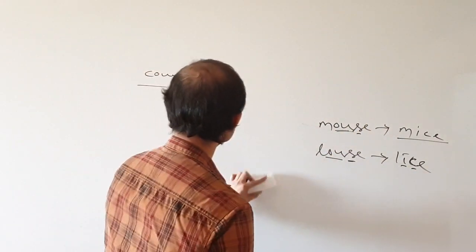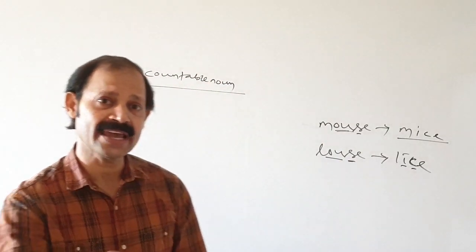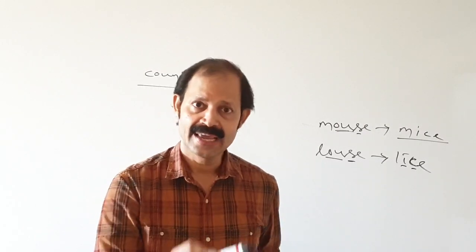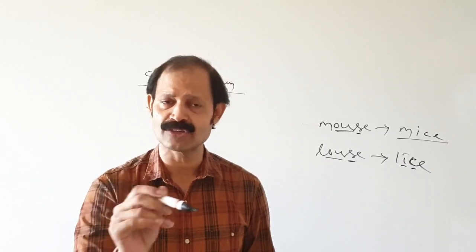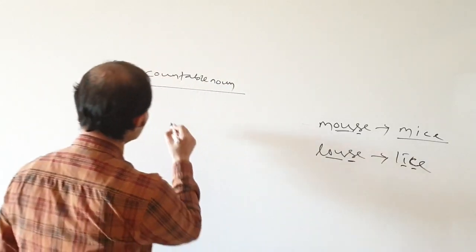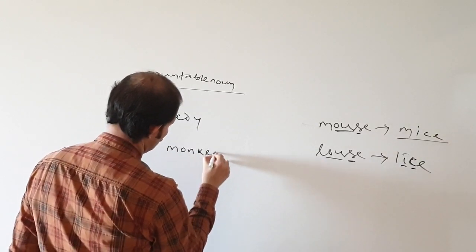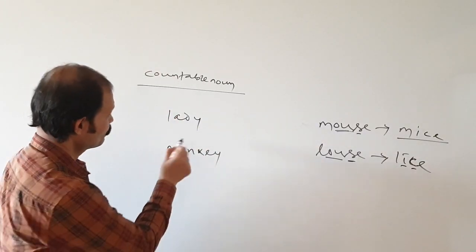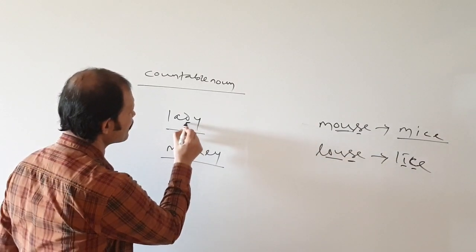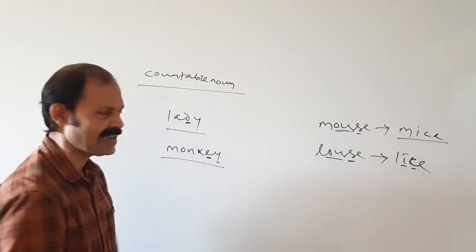Then, if any word ends with Y, how to get the plural? Then you have to check the preceding letter of Y. Preceding means what comes before. Suppose a singular countable noun ends with Y, for example lady or monkey. Mark the difference in these two words. Both the words end with Y, but here the letter preceding Y is D, which is a consonant, and here the letter preceding Y is E, which is a vowel.